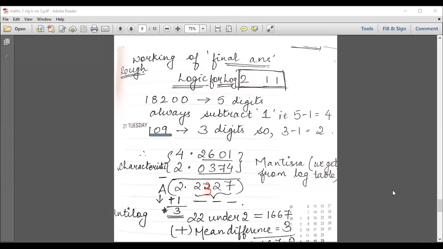Now pay attention. What is the difference between anti-log and log? In log there are no decimals, but anti-log always starts from a decimal. The logic is the same, 211, but this time the logic is 0.211. So there's a decimal in front. So anti-log always starts from the decimal, that is 0.23, 2 and 7. Can you see the dashes I've put? 211 means 0.23, column number 2, and in mean difference you have to look at the 7th column.